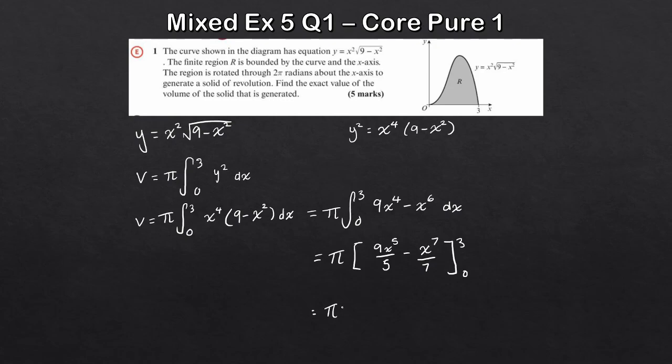So this is going to be equal to pi. Now, I've already done all this anyway. But if you plug 3 into here, what you should get is pi times 4,374 over 35. So therefore, the volume V is equal to 4,374 pi over 15. And there we have it. That's the exact value, again, it's in terms of pi, of the volume of the solid that is generated.